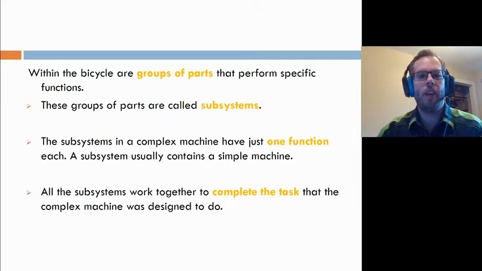Okay, so within a bicycle are groups of parts that perform specific functions. I'm not going to get into what those are right at this moment, but what you need to know is that those groups of parts are called subsystems. A subsystem in a complex machine has just one function, and a subsystem usually, but not always, contains a simple machine. All the subsystems work together to complete the overall task or function of the complex machine.